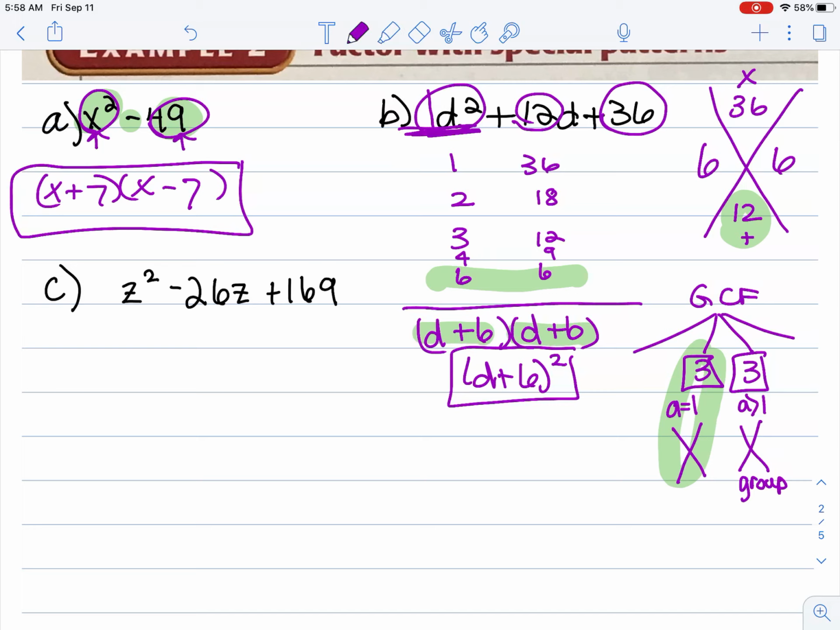Okay, last one that we're going to look at. Again, our a term is 1, so we're still going to use the x factoring. So we put our last term here. We put the middle term here.